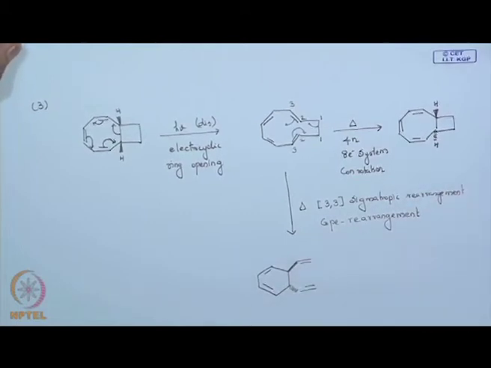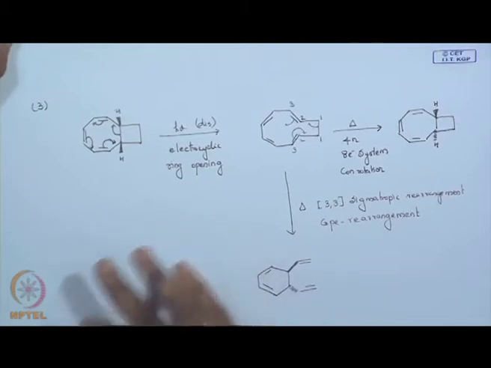Clear? That's what happens when you start doing problems in pericyclic reactions. You will understand the sigmatropic and all these things which you have studied individually. Now you can put them together and you can solve them. That's it, it becomes more interesting. Okay.